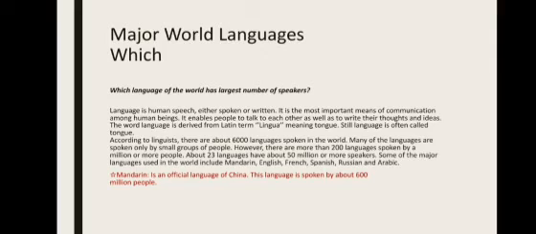Some of the major languages used in the world include Mandarin, English, French, Spanish, Russian, and Arabic. Mandarin is an official language of China. The language is spoken by about 600 million people. Now let's come to English.